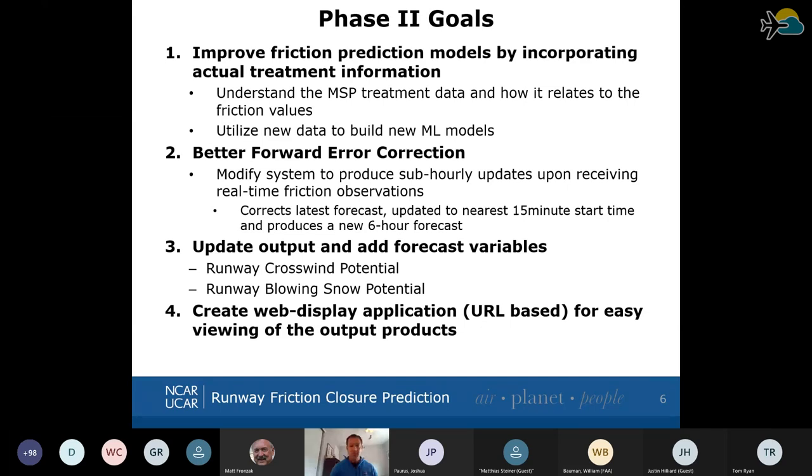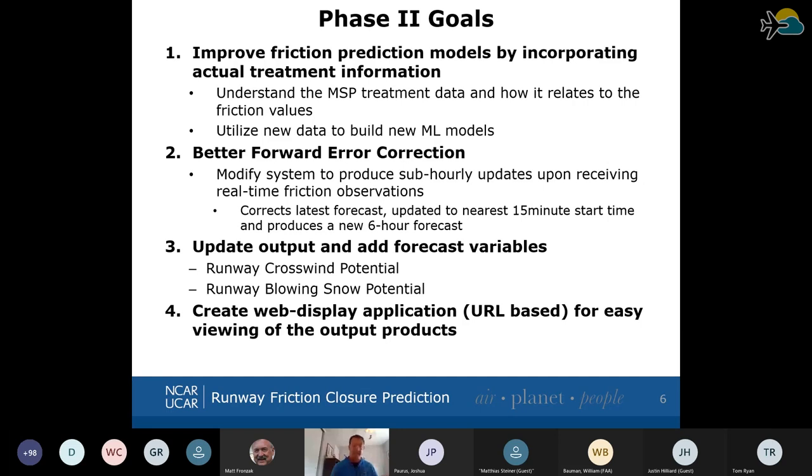So during phase two, which like I said, was between 2019 and ended in spring of 2020, what we wanted to do is take the existing machine learning models and improve them by incorporating actual treatment data. We did this by gathering a bunch of information from MSP, observed friction data. We gathered observations of ARWIS data from the airport. And then we also were able to get their treatment data as far as when they treated or plowed the runways, and the friction values associated with each run.